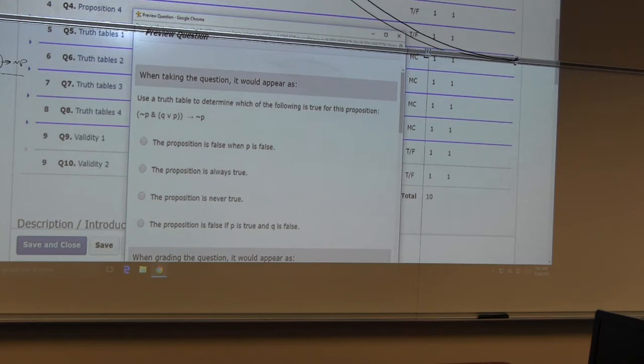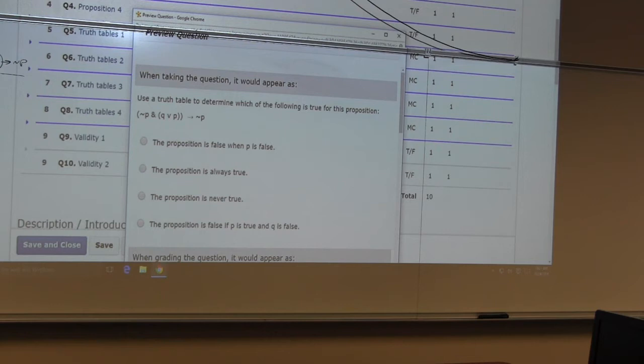Okay. Now, we've got this implying not P. But remember, that implication is only false when they've got a true implying a false. Okay? So we have a false here, so that's true. Got a false here, that's true. Here we have a true implying a true, that's true. And here we have a false again. It's always true. Do I agree with that?